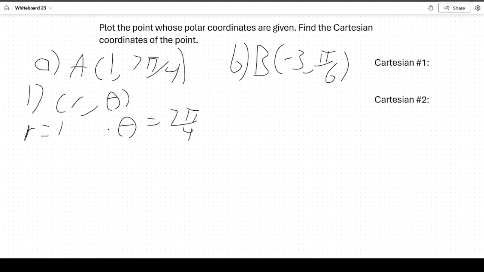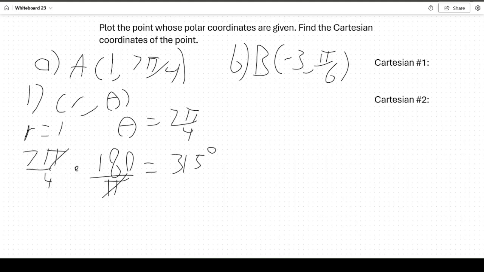And how are we going to find the Cartesian coordinates? For the theta, we can do this simple trick. When we're trying to find the degrees, we can multiply by 180 over pi. This will cancel out the pi. And when we do this, 7 times 180 divided by 4 will be 315. And that's how you get the degrees.